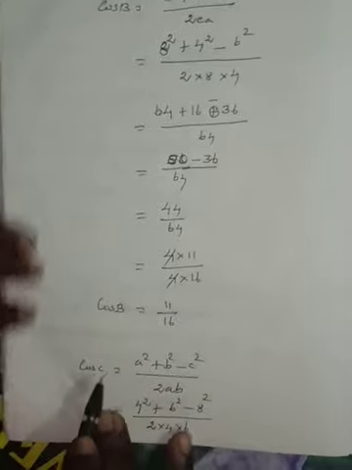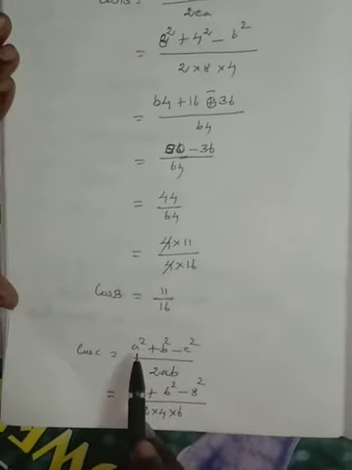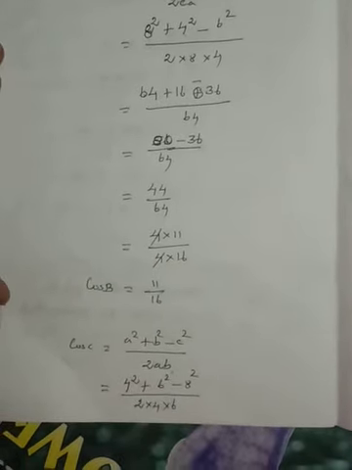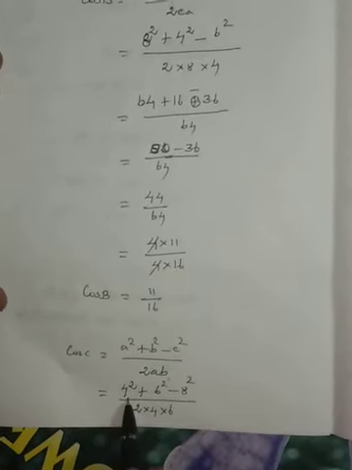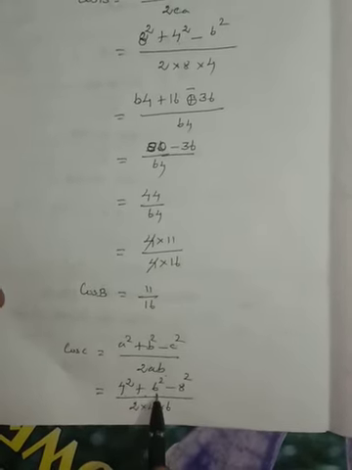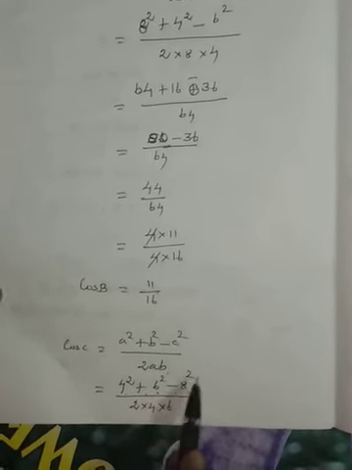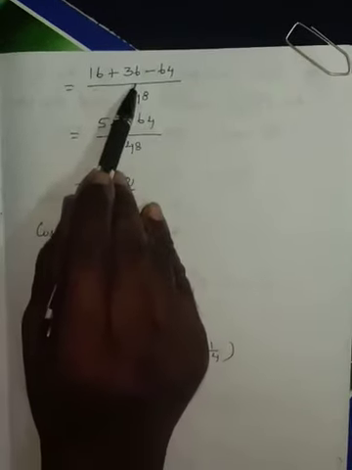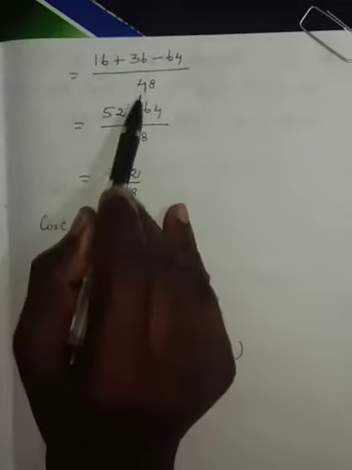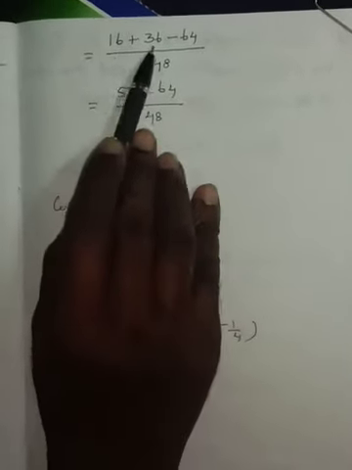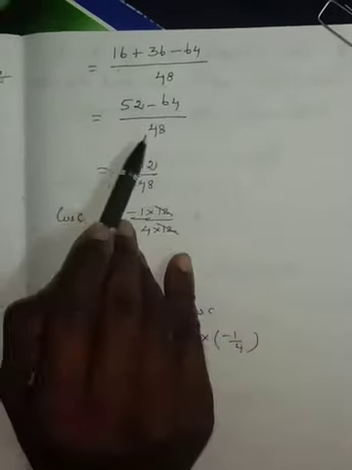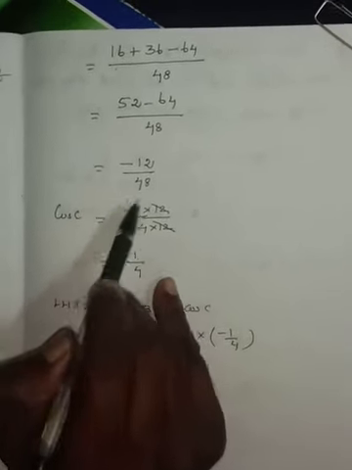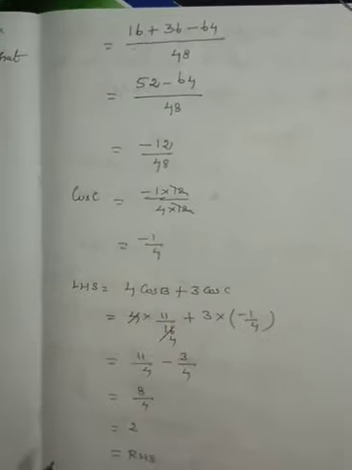Next, similarly, cos C is equal to (a square plus b square minus c square) whole divided by 2ab. Now apply a, b, c: 4 square plus 6 square minus 8 square, whole divided by 2 into 4 into 6. 16 plus 36 minus 64, whole divided by 48. 16 plus 36 is 52, minus 64 is minus 12, divided by 48. Cancelling, we get minus 1 by 4.